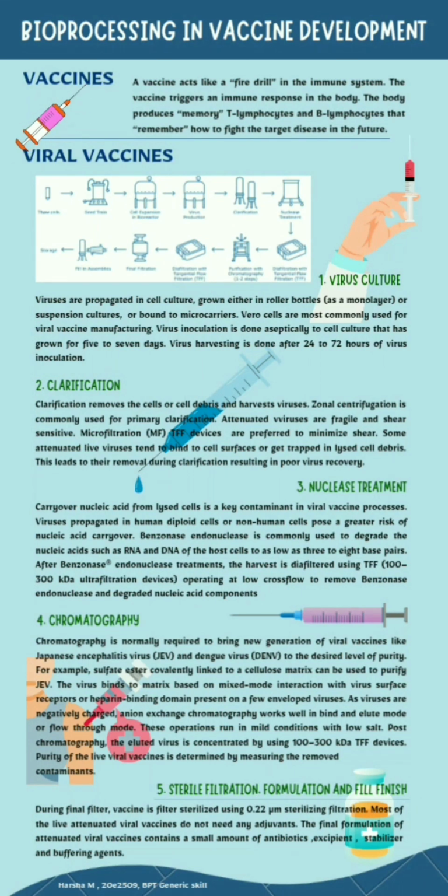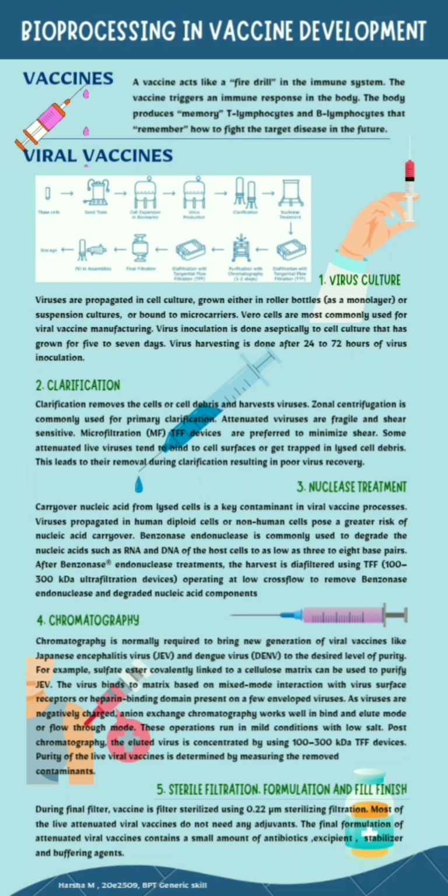Most cell cultures for viral vaccine applications are grown in low oxygen tension in the presence of approximately 5% of carbon dioxide. Virus inoculation is done aseptically to cell culture that has grown for 5 to 7 days. Virus harvesting is done after 24 to 72 hours of virus inoculation. Depending on the virus type, they either bud out of cells or lyse the cells and emerge in the extracellular culture fluid. In some cases, the cells need to be lysed by the addition of detergents or surfactants to release the viruses from the cells.